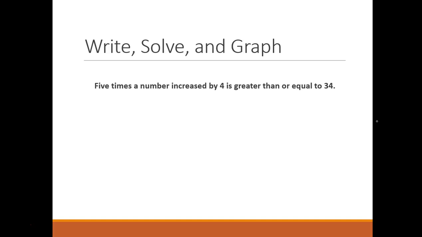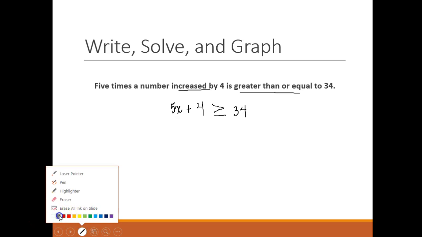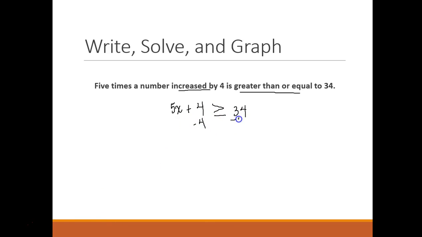So I have 5 times a number increased by 4 is greater than or equal to 34. So 5 times a number, we'll just say 5 times x. That's increased, so that's a plus, by 4. That's greater than or equal to, so this side is bigger than or equal to the 34. Now I could solve. So let's see. I'm going to want to subtract 4 from both sides. So I got 5x is greater than or equal to 30. Divide both sides by the 5.